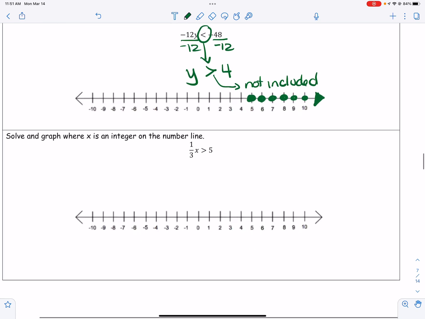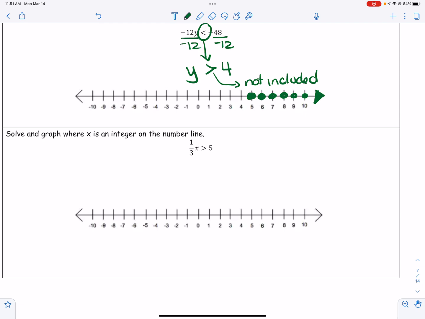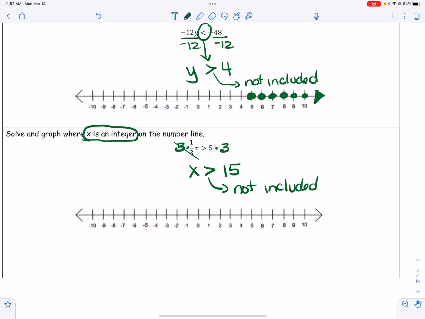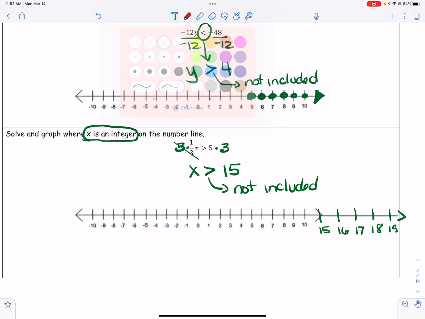If you have a fraction, remember how to clear a fraction. You will multiply both sides by 3. And so that gives me x is greater than 15. X is an integer. This is not included. And actually I have to extend my graph here, so let's extend it. And let's put those numbers. Let's just start 15, 16, 17, 18, 19. And I will dot starting at 16 and going in the right direction.